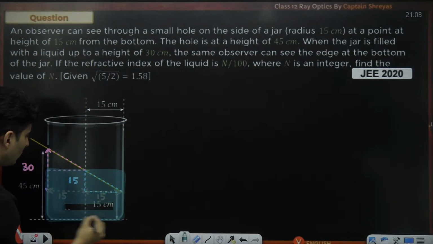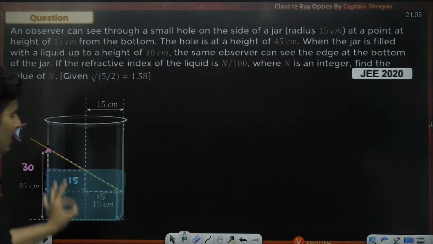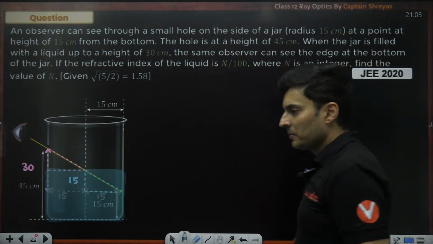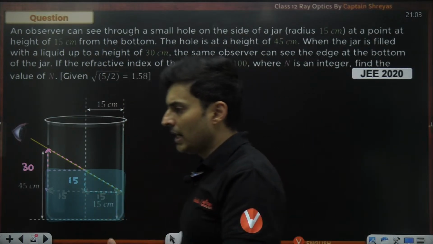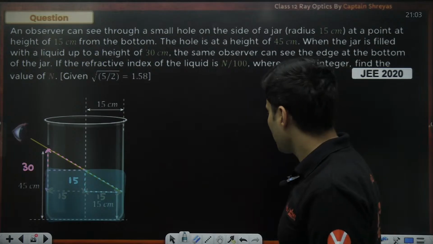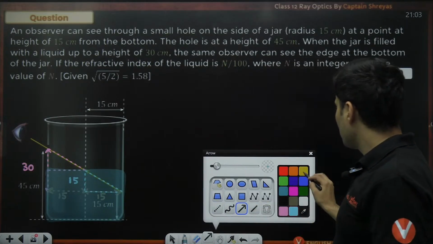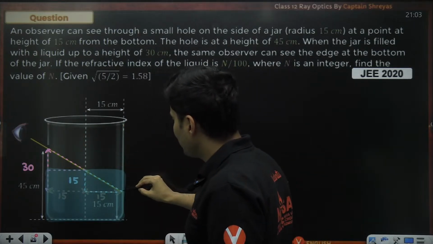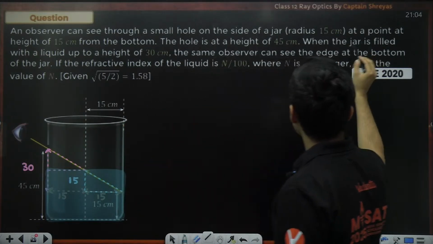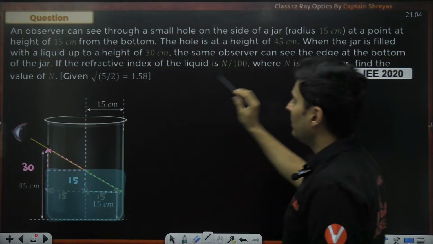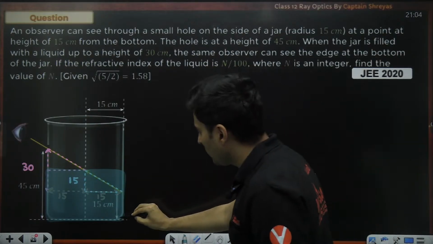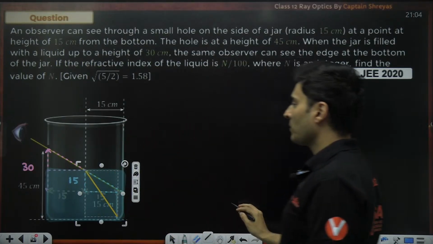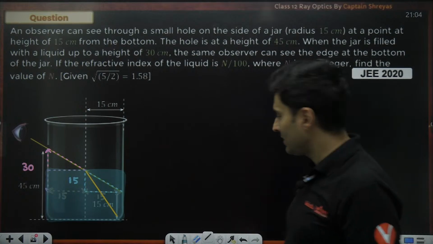So these are some conclusions which I have drawn purely based on geometry. I didn't use one bit of optics till now. This is purely geometry, nothing else. Clearly, as per the question, when you make this hole, earlier you were able to see this point which is 15 centimeters above. Now, when you fill that liquid, the observer can see the edge of the bottom. That means this light ray is able to travel like this over here.